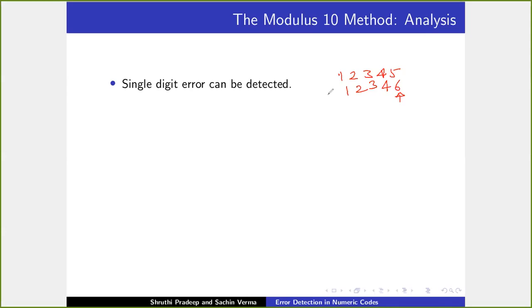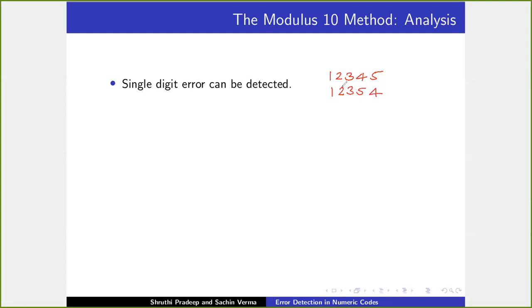Now the second error which Shruti mentioned is transposition. What happens in transposition is that I must be having something like 1 2 3 4 5, but instead I mistype it like this, 1 2 3 5 4.